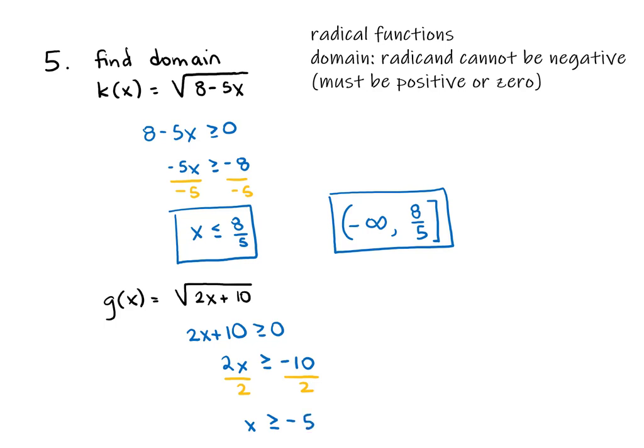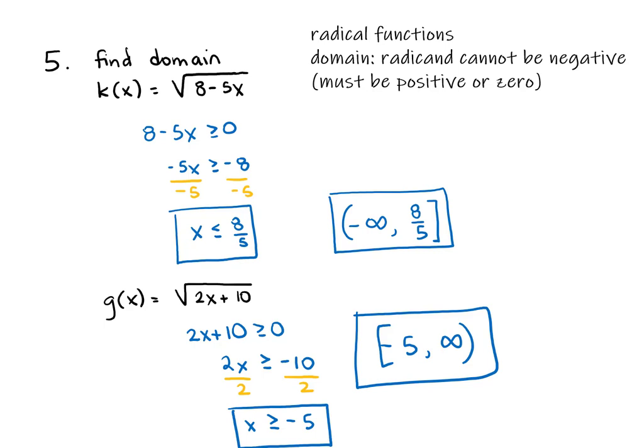Notice that because I divided by a positive, it didn't change directions. I want the values of x that are greater than or equal to negative 5. So my negative 5 is going to be on this side of my interval, and then I'm going to go all the way to positive infinity. So you can see how we need to use that inequality symbol because that tells us on which side of my interval notation my number is going to be.